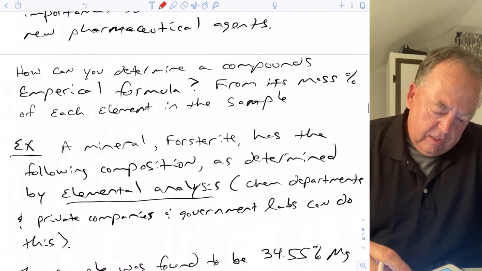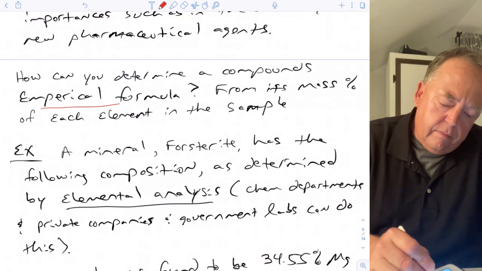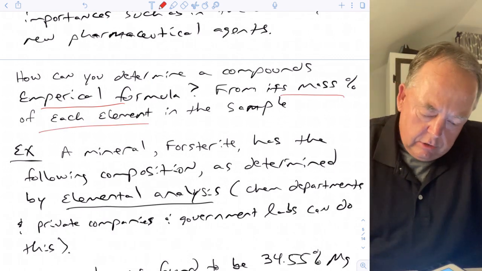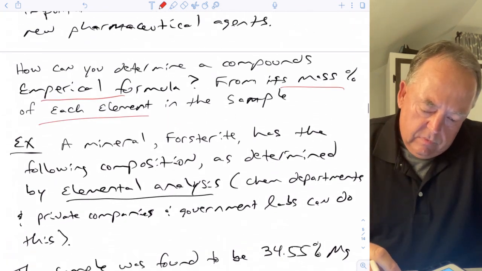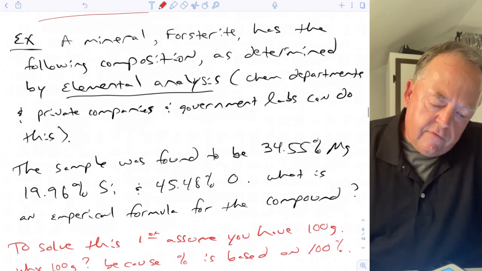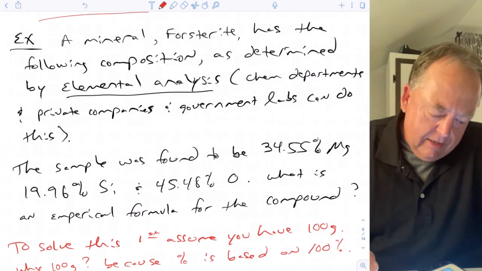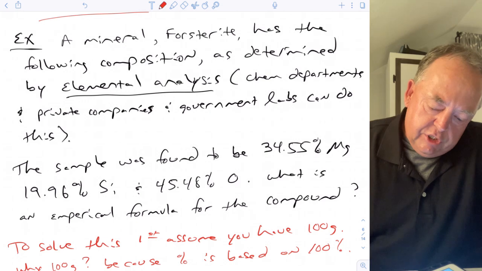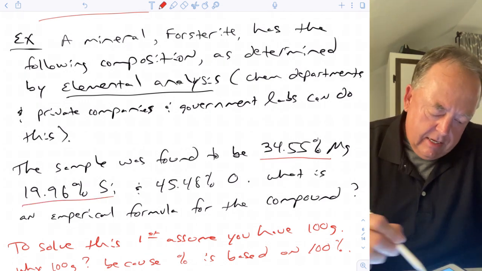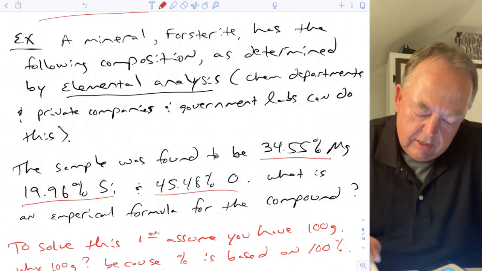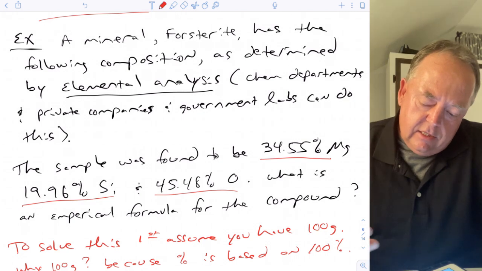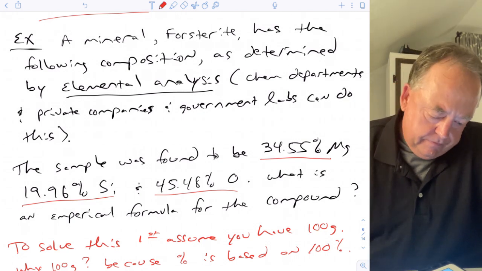And how can you determine a compound's empirical formula? You get that from mass percentages. So let's look at how to do that. How do we use mass percentages to get an empirical formula? Let's take a mineral, forsterite, which has the following composition: 34.55% magnesium, 19.96% silicon, and 45.48% oxygen. So let's use that to get the compound's empirical formula.